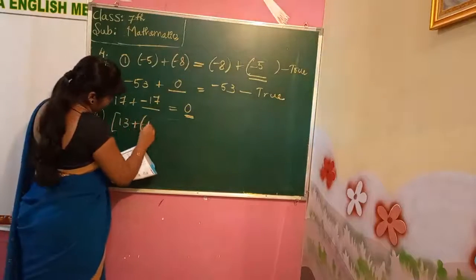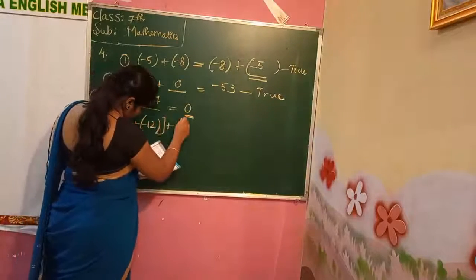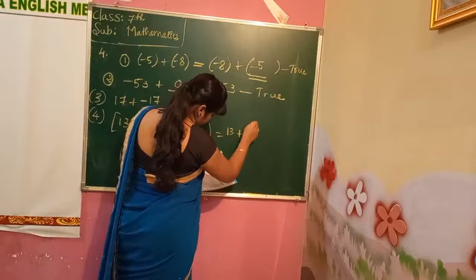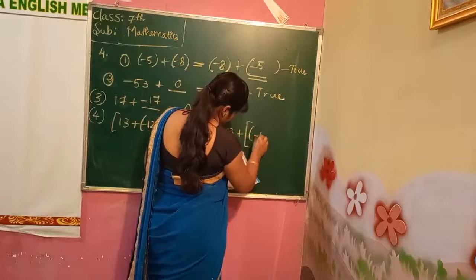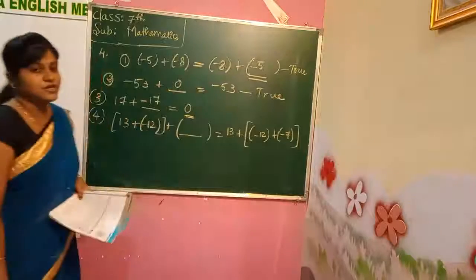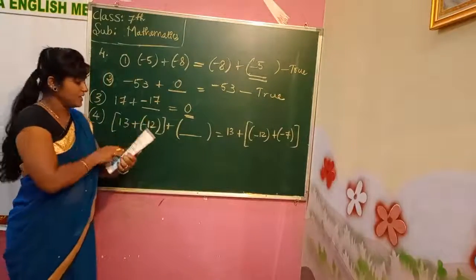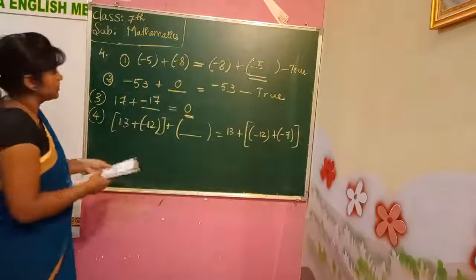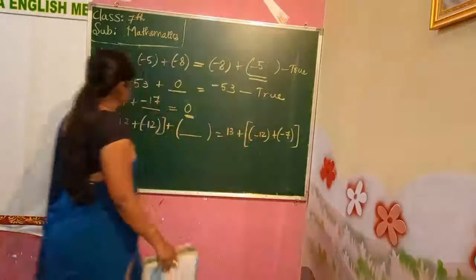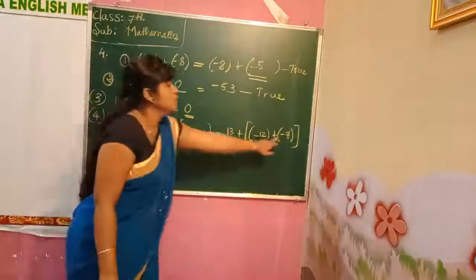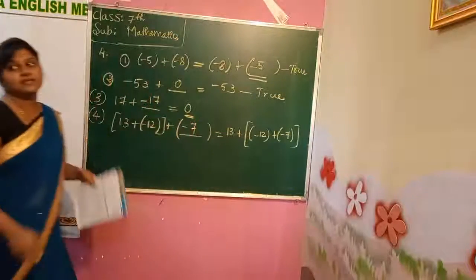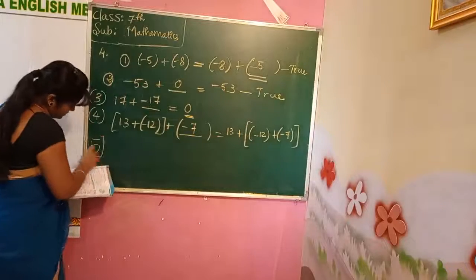Next one, 13 plus -12 plus blank equals 13 plus the group of -12 plus -7. Associative property it is. Yes, associative property, grouping of numbers. They have given a statement here, but they are missing one number. 13 is there here, -12 is there here. One number is missing, that is -7. So in the blank place we have to write -7.